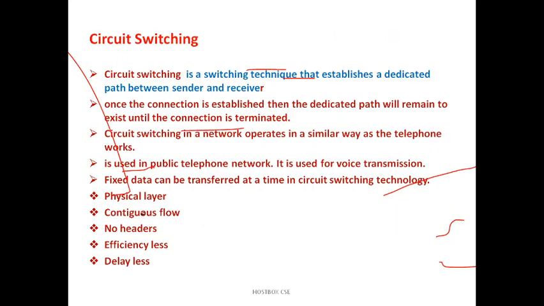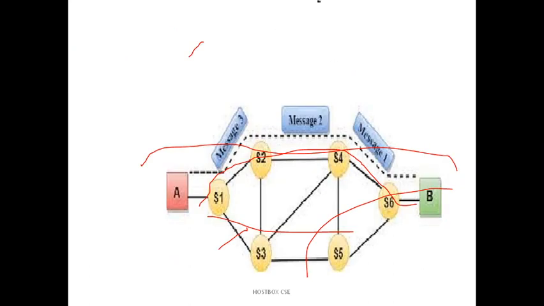Then another point: no headers. Why no headers? Because once the connection is established, it keeps on transferring the information one by one, one to one, A to B, A to C or A to D, whatever. You can directly send the information. No header, no interference here.